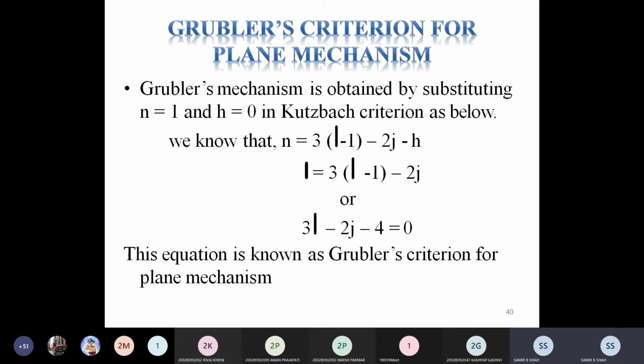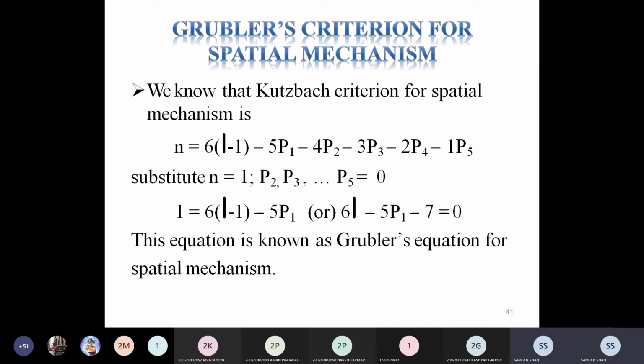So L is equal to 3(L minus 1) minus 2J. Definitely there is no higher pair, because when we discuss Grubler's criteria, at that time there is no higher pair. So 3L minus 2J minus 4 is equal to 0. Sometimes in place of J, many books consider it as P also. So you just remember that 3L minus 2J minus 4 is the equation which is known as Grubler's criteria for plane mechanism.